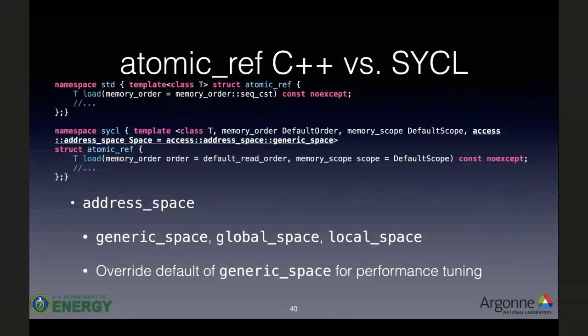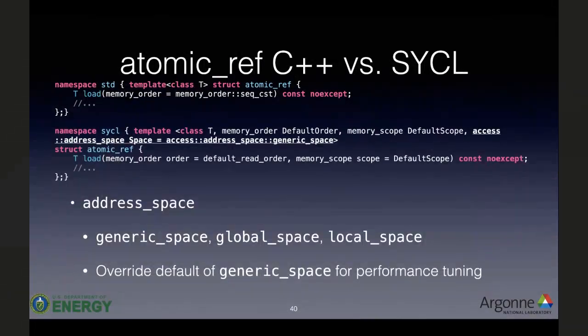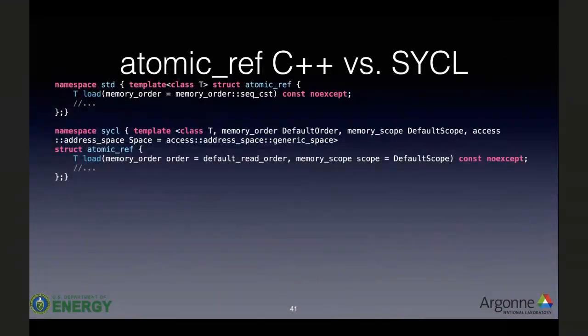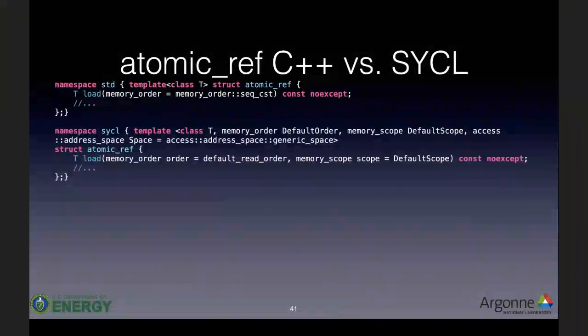Template parameters, sorry about that. And then there's an address space. You can say it's a generic space or global space or local space, and it defaults to generic. And for performance tuning, if you make it more restrictive, you get better performance. To recap, this is modeled on C++20's atomic ref class, with changes to make it more useful for SYCL.